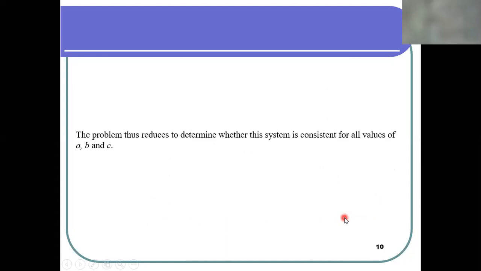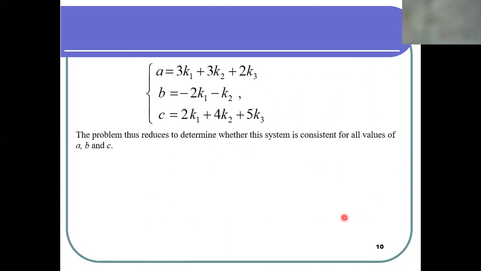In that case, dear student, if you look at the non-homogeneous system of equations in terms of the k's, to make this system consistent, all the values of k1, k2, k3 must be in terms of the arbitrary elements a, b, c. Then we can say the system is consistent for all values of a, b, c.